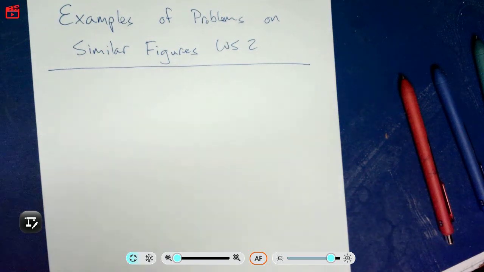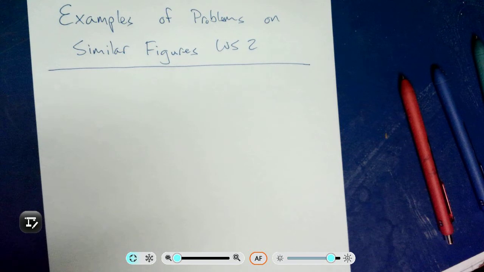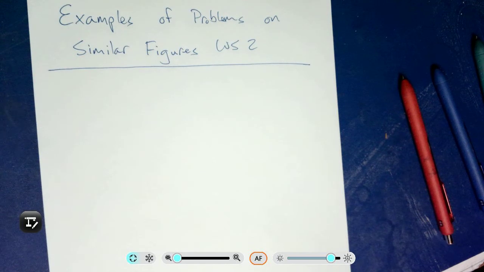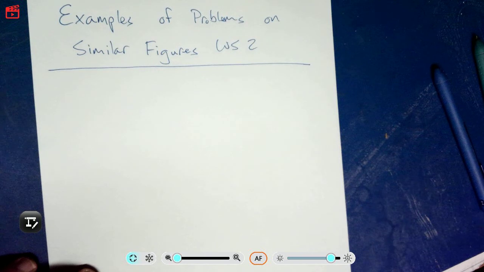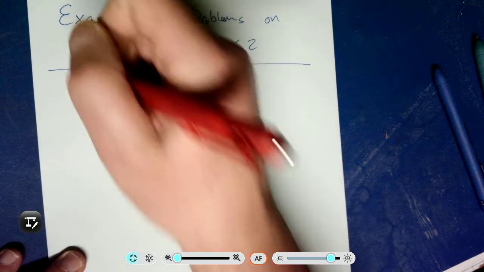Hello, Proviso students, and welcome to examples on problems that are similar to the problems on Similar Figures Worksheet 3. We're going to do three problems, and once again, it all has to do with the fact that all similar figures are proportional. So let's get into it.